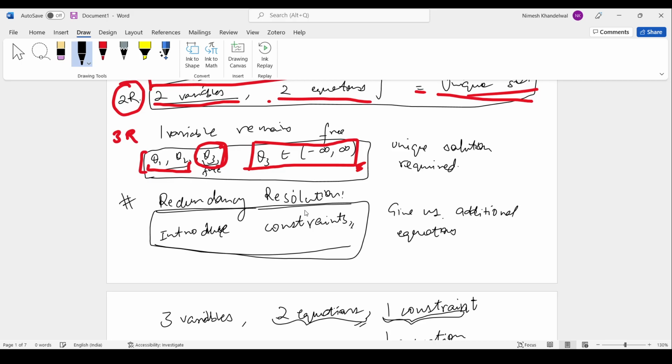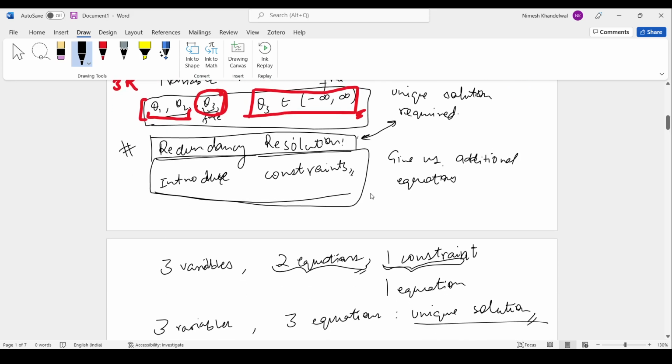This is where the concept of redundancy resolution comes in, when you want to pick a particular solution out of the infinite possible solutions. You want to get a unique solution out of those infinite values. To get a unique solution, you need to specify the missing way in which you want to get your solution.